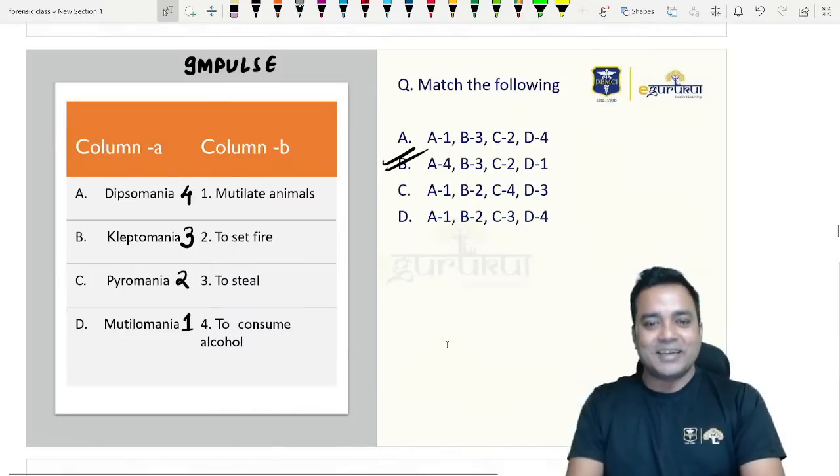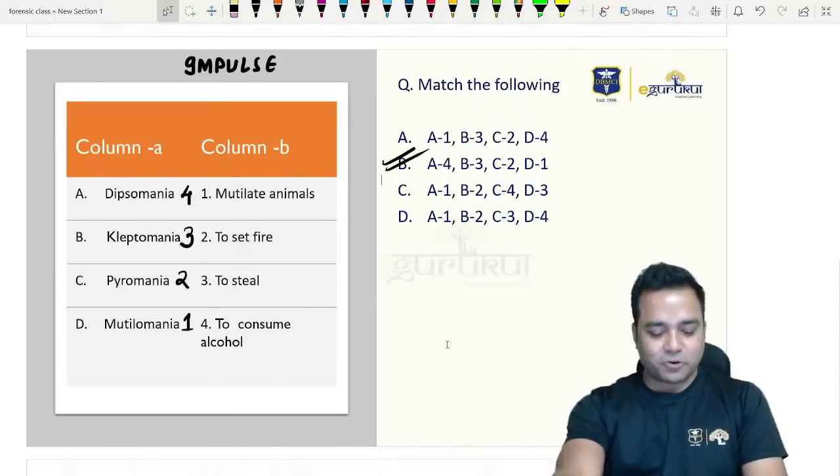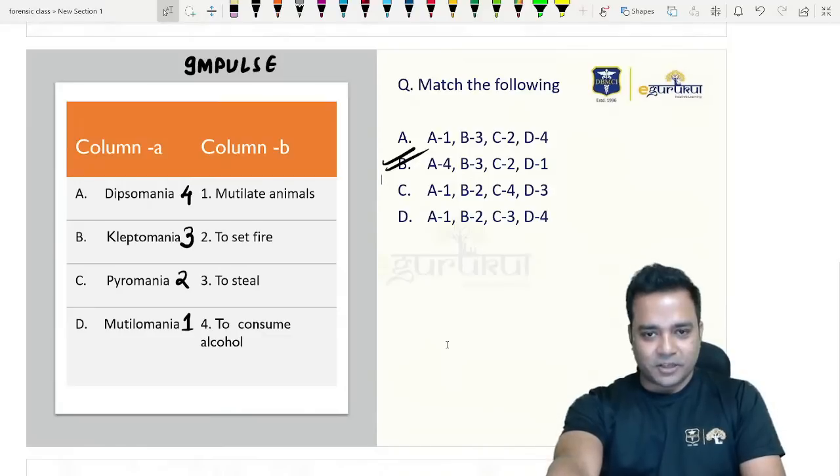These are short acting. S for short acting, and all the important drugs.